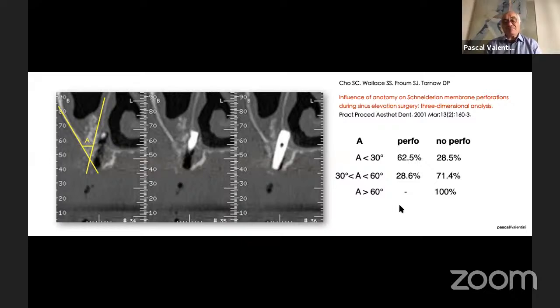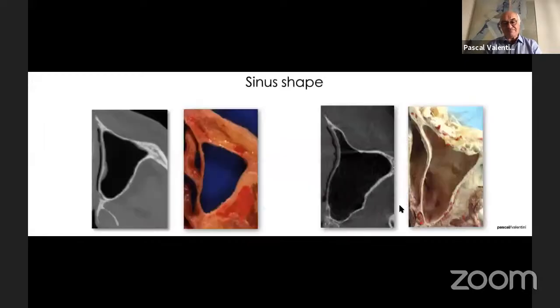What is the influence of this on the surgical technique? But first, we have to consider another parameter. It is the sinus shape. Here on this slide, you have two different shapes for the sinus. On the left, you have a perfect triangle. And on the right, we have a triangle, but with a narrow anterior recess.